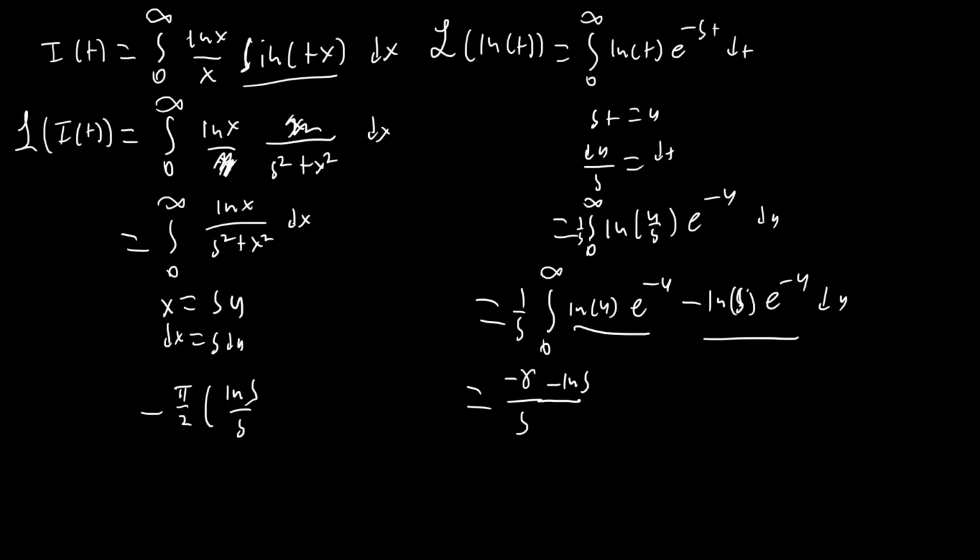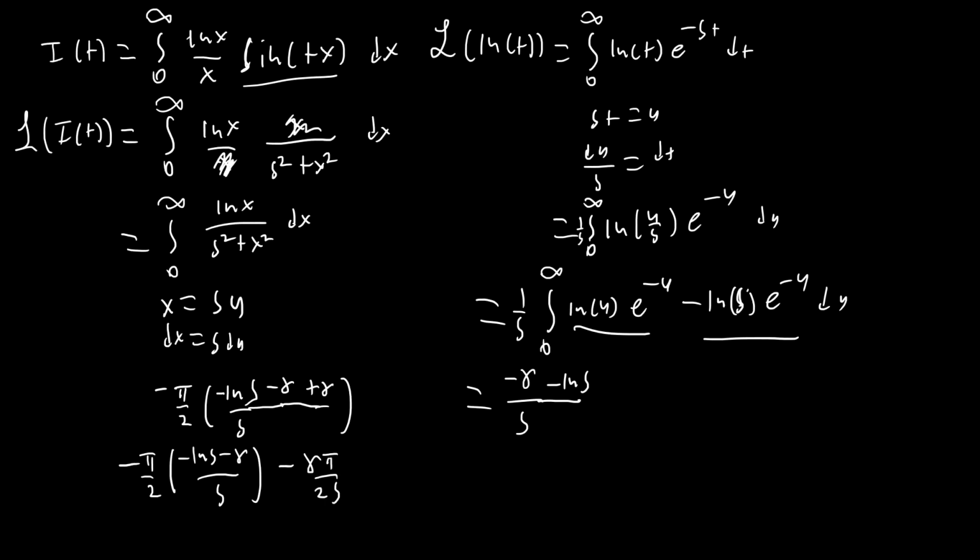So I'm just going to go ahead and rewrite this as negative pi over 2, negative ln s, and then I'm going to subtract gamma and add gamma back. And then once we expand this all out, we're going to get negative pi over 2 times negative ln s minus gamma all over s. And then we're also going to be subtracting gamma pi over 2s.